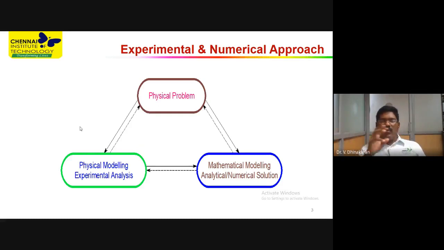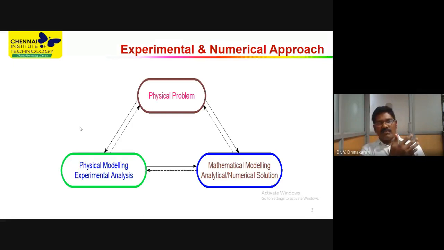And parallelly, you can have the equation. You know the governing equation for the spring mass system: d squared x by dt squared plus k by m into x equal to 0. So this is the governing equation for the spring mass system.